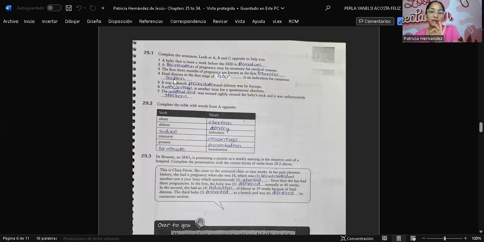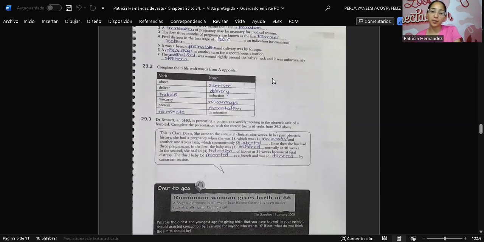The first 3 months of pregnancy are known as the first trimester. Fetal distress is an indication for cesarean section. Number 5, it was a breech presentation and delivery was by forceps. A miscarriage is another term for a spontaneous abortion. And number 7, the umbilical cord was wound tightly around the baby's neck, and it was unfortunately stillborn.